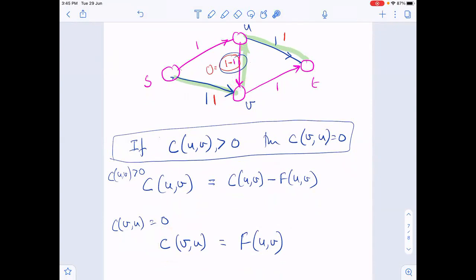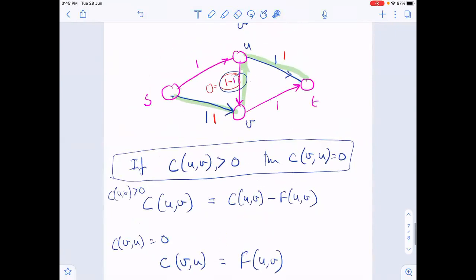And that's the augmenting graph. Is it fine? So in the augmented graph, you have to draw a new edge vu that is not there in the original graph. So the augmented graph can become a multi-edge graph.